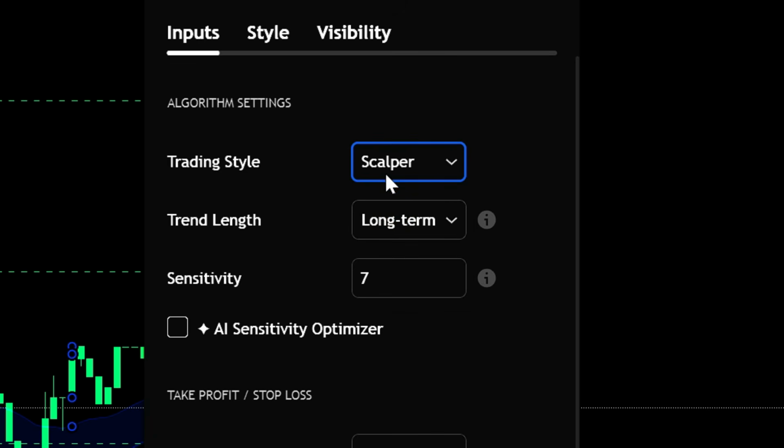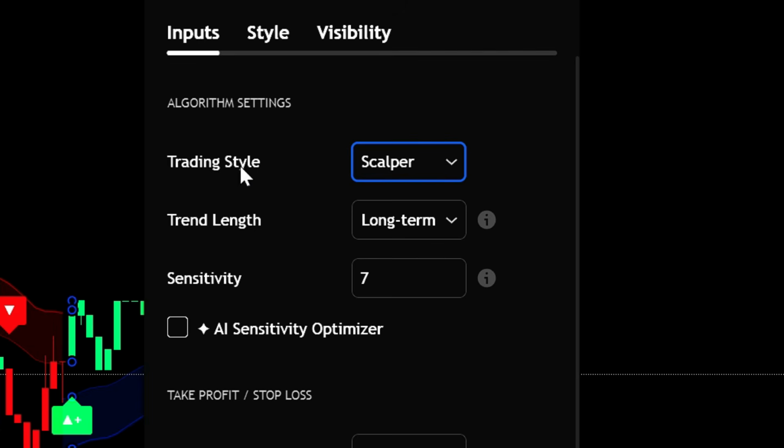Now let me slow down here because this is important. Whenever you're adjusting indicator settings, you always want to match them with the type of trading you're doing. Day traders usually want fewer signals so they don't overtrade, but scalpers need quicker, more frequent entries since they're aiming for smaller moves. By switching to scalper mode, you're basically telling the indicator, look for faster setups.